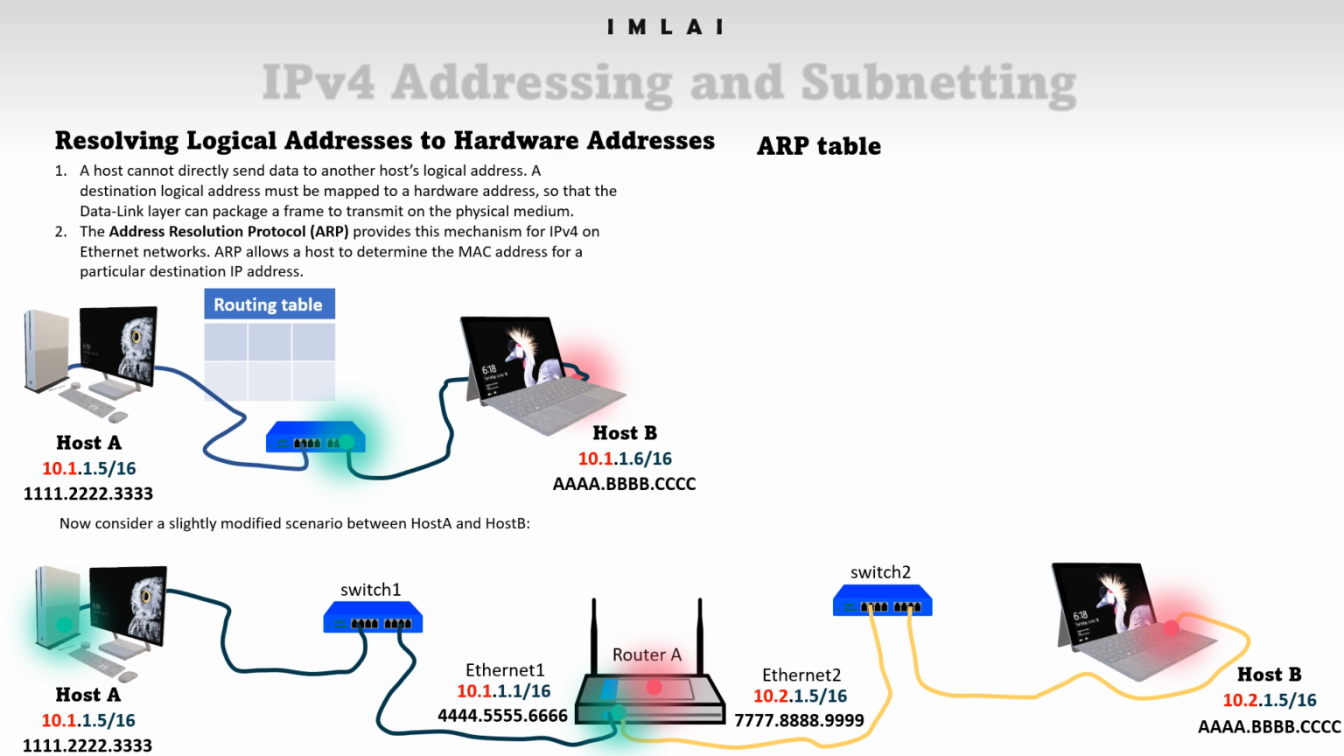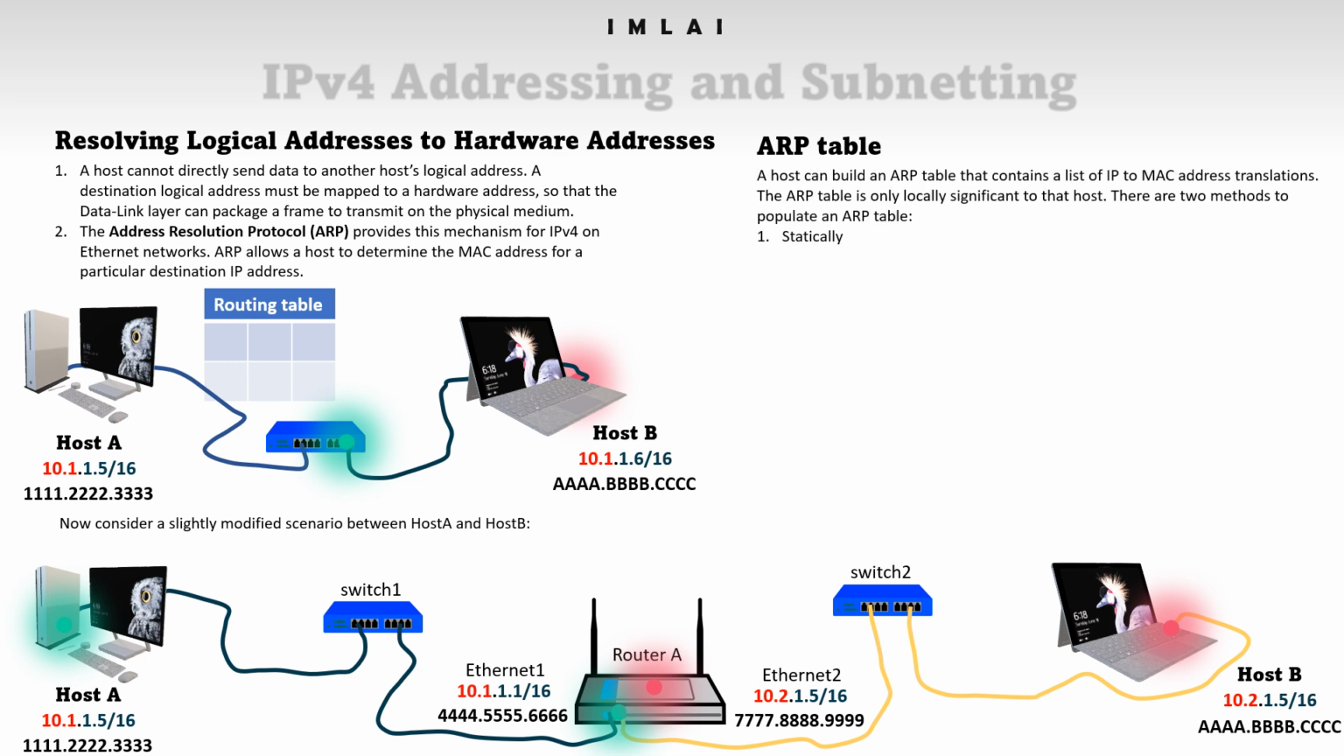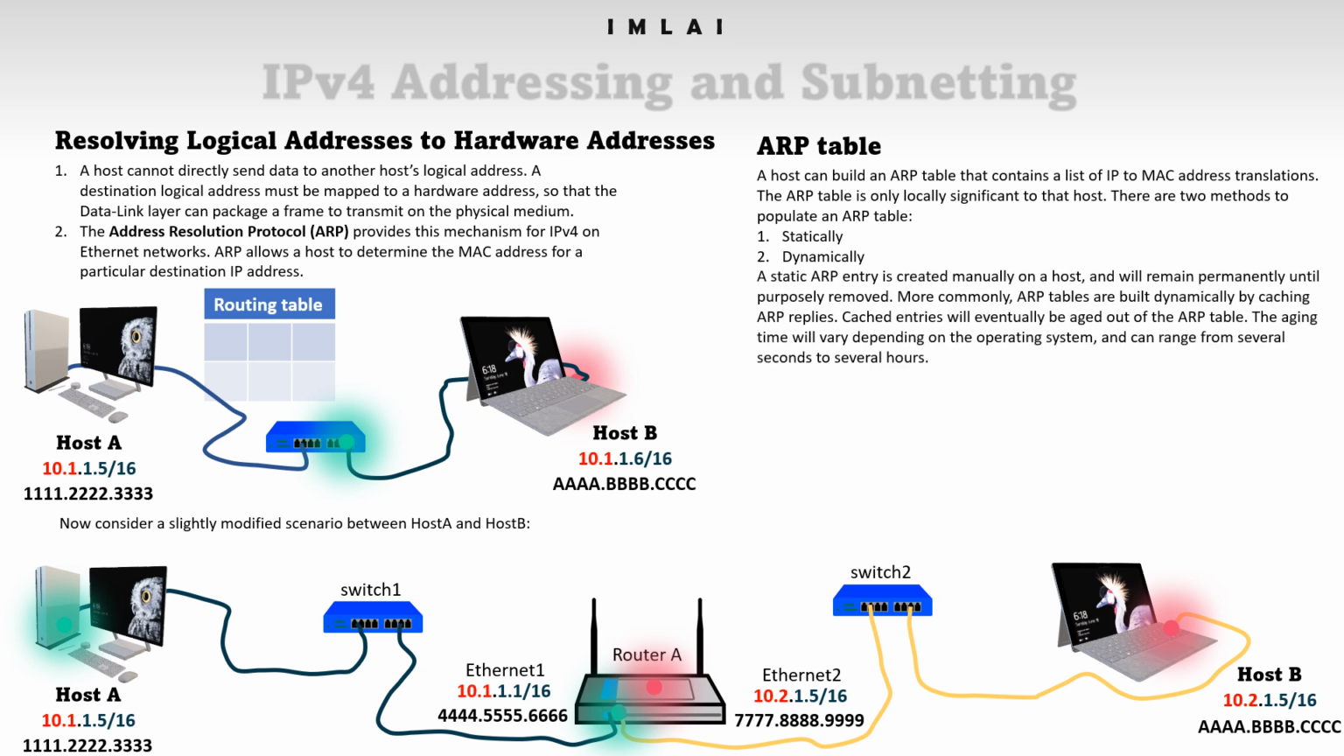There are two methods to populate an ARP table. One is statically and the second one is dynamically. Either you can statically populate the ARP table or dynamically populate the ARP table. A static ARP entry is created manually on a host and will remain permanently until purposefully removed. More commonly, ARP tables are built dynamically by caching ARP replies.